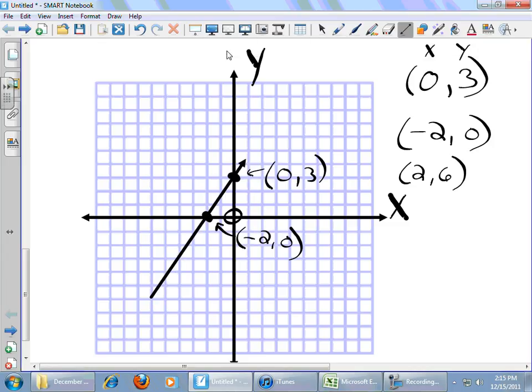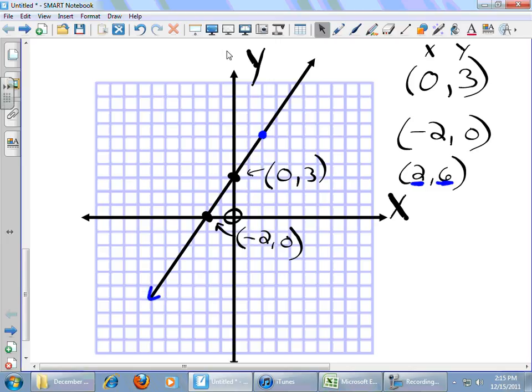I'm going to draw that line in. And watch what's going to happen. Okay. So my third point needs to be 2 in the x direction and then 6 in the y direction. So I'll go 1, 2 in the x direction, then up 1, 2, 3, 4, 5, 6. Look at that. It's right on the line because I did my math correctly.